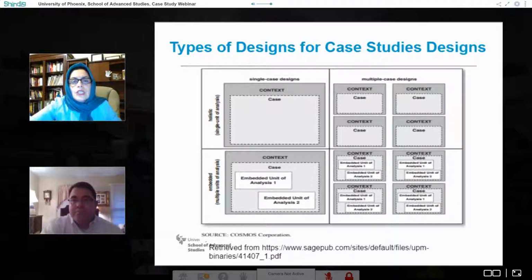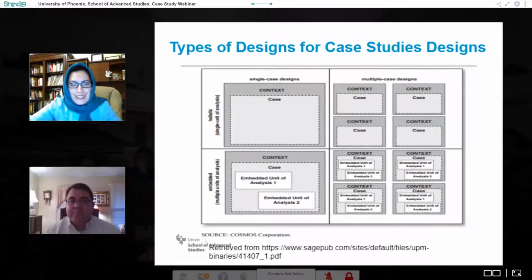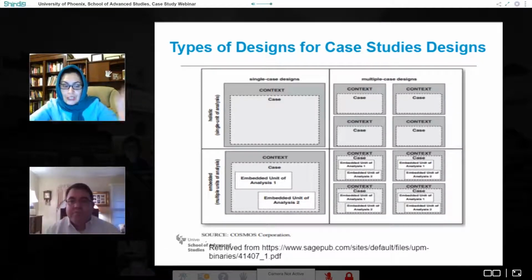And so in addition to types of case studies, we have types of designs. So that's different. I don't want to make it confusing. The type, like the focus of this case study, was the 3 types that I mentioned. And here we talk about the type of design that we are using.